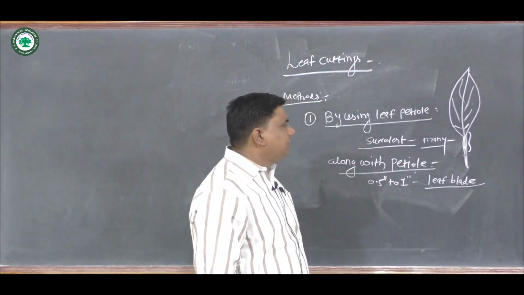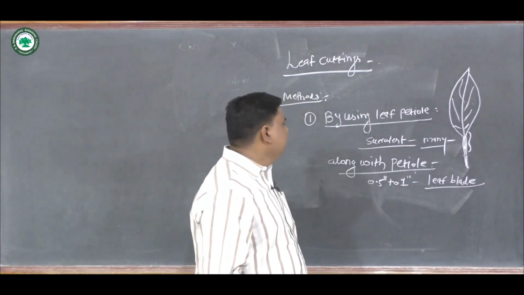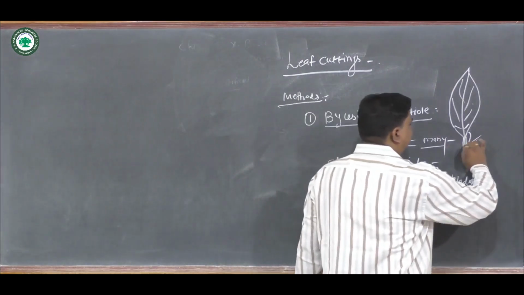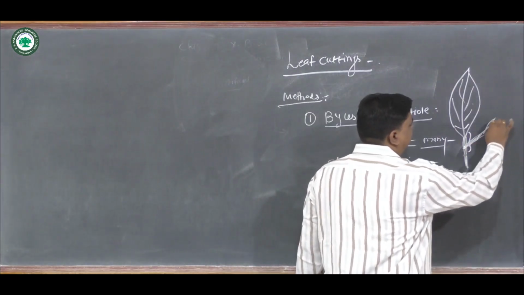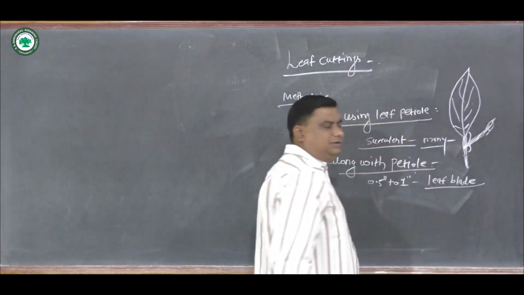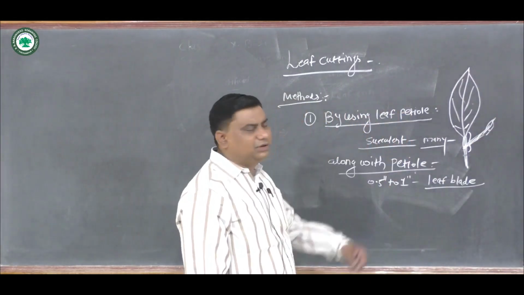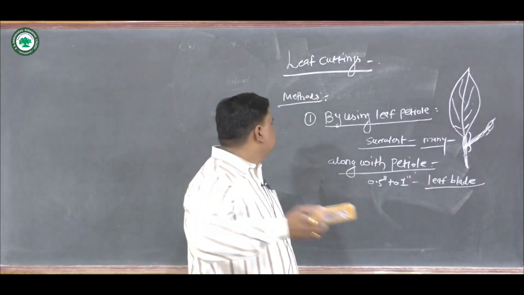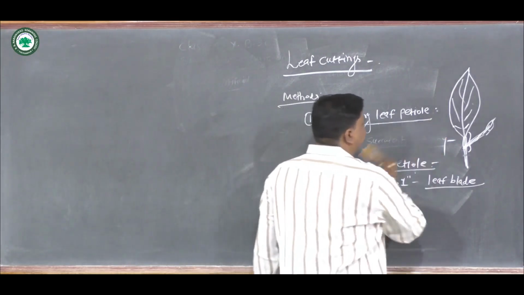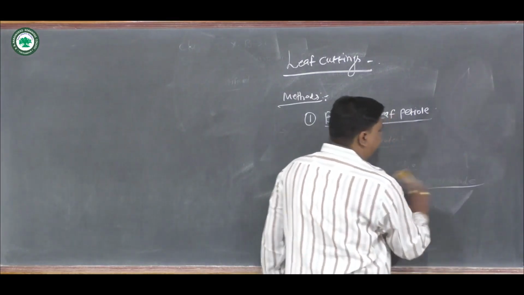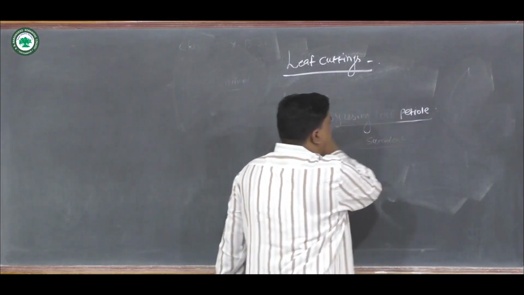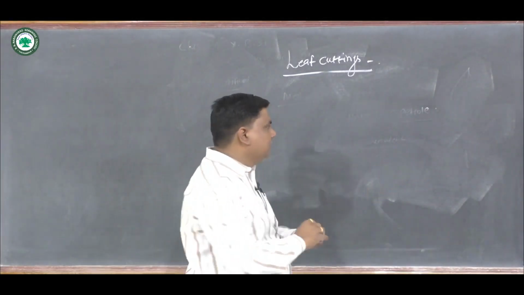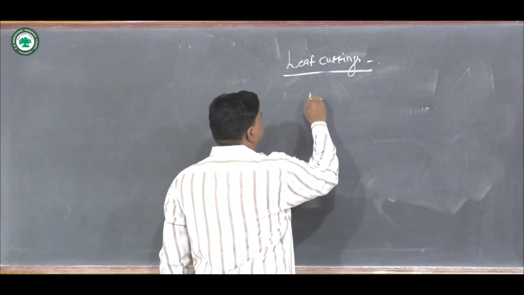Then, in due course of time, what do we get? We get the shoot from these buds. Okay, we get the shoots and there are roots from the buds. So this one is by using leaf petiole. Then the second method is by using marginal buds.